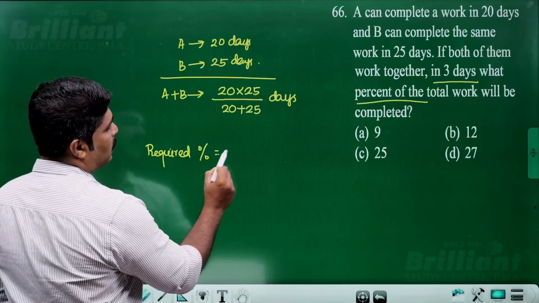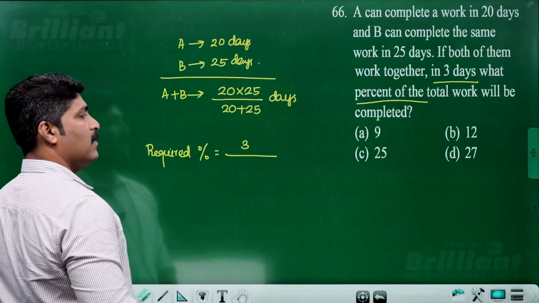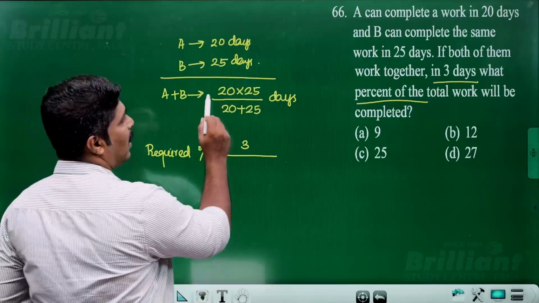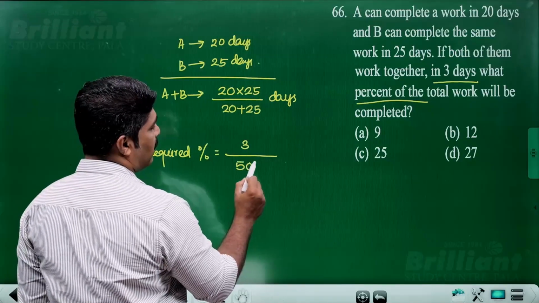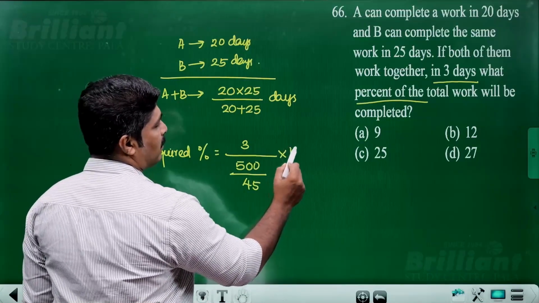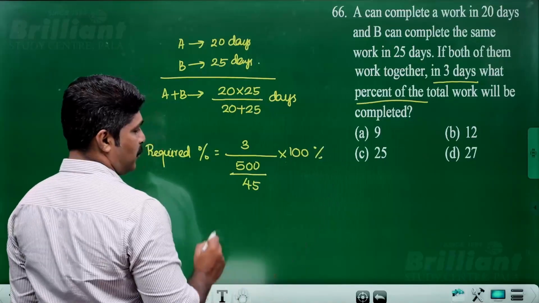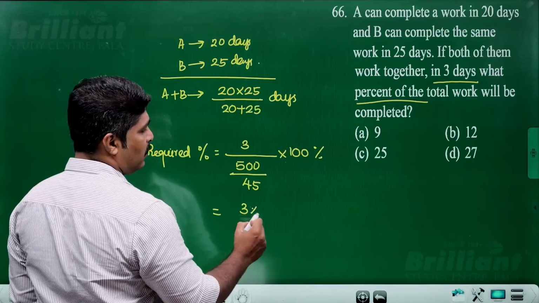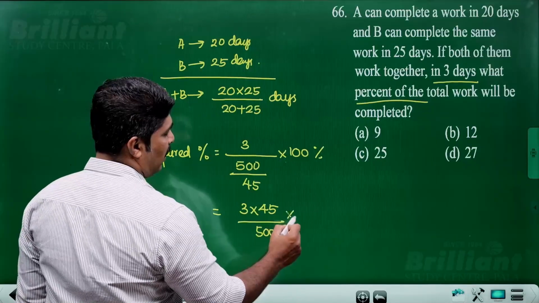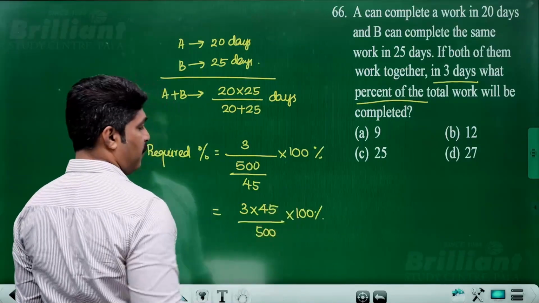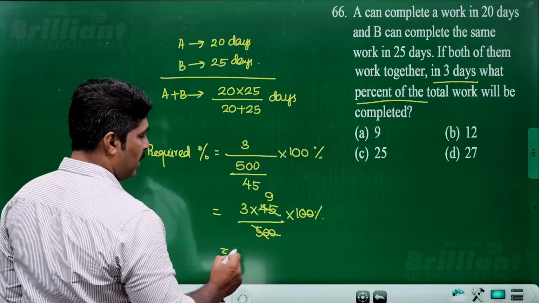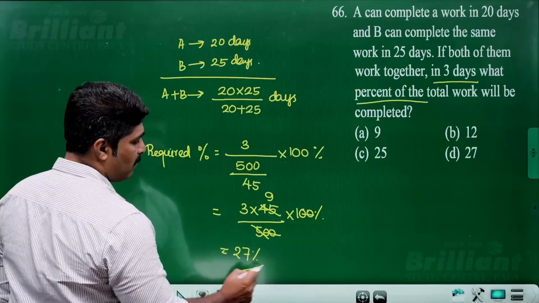Percentage. So he worked for 3 days, but the actual number of days required is this one. This is how we can find out. This is equal to 500 by 45 into 100. So how will the percentage become? 3 into 45 by 500 into 100%. Simplified, here we can cancel like this. This is 9 times. Therefore, the answer is 27%.